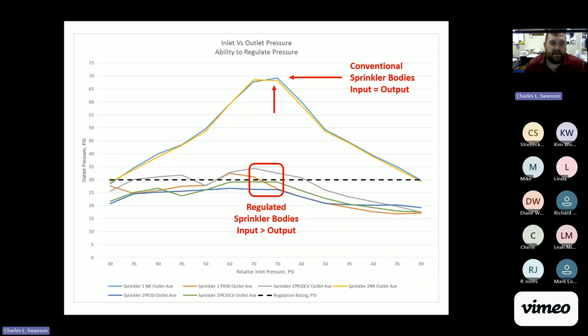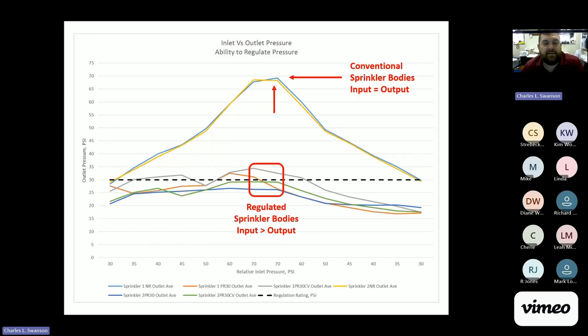The sprinkler does not control anything. It just does what it does based on what it receives. But with a regulated sprinkler body, the idea is that as the pressure increases going into that body, the regulator inside of there manages that pressure by burning off the excess pressure and keeping the output performance minimal, or decreasing the performance so that it doesn't put out extra pressure coming out the discharge side of that sprinkler.